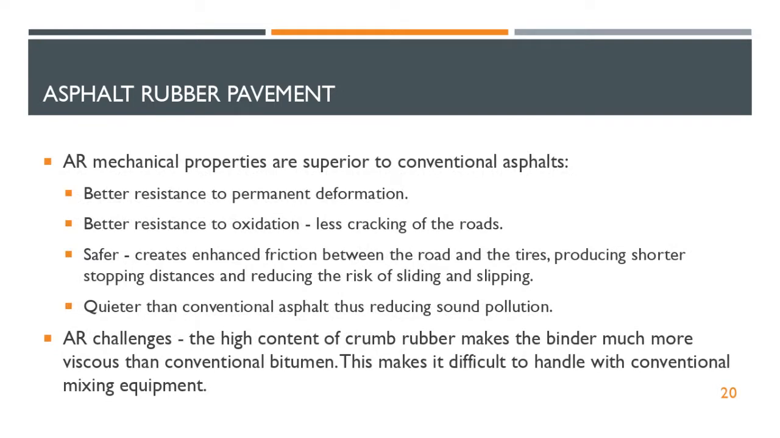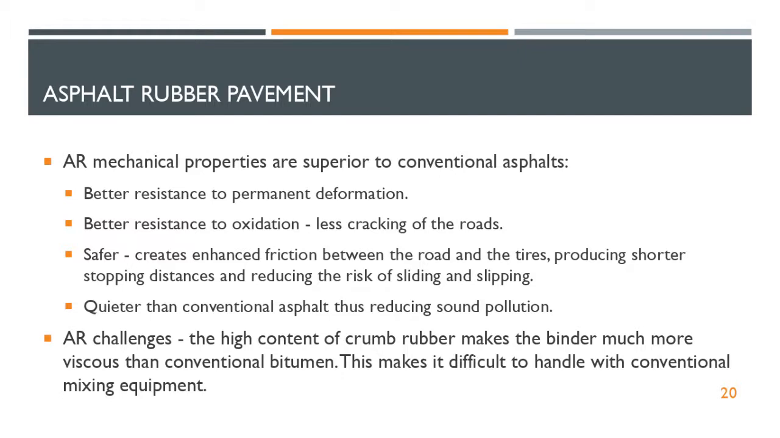And so from a technical mechanical aspect, what are the benefits of asphalt rubber pavement? Basically, they provide better resistance to permanent deformation. This means, like when you're driving on the road, sometimes you feel that there's a depression. These are these deformations. Also, there's better resistance to oxidation, which means there's less cracking of the roads. Also, they're safer because they make more friction between the road and the tires, which produces shorter stopping distances, reducing the risk of sliding and slipping. Also, they are quieter than conventional asphalt, thus reducing sound pollution.